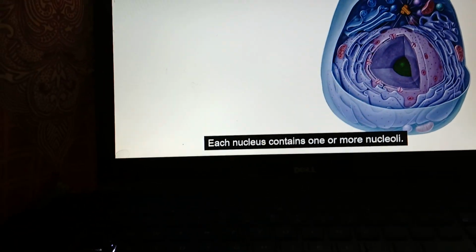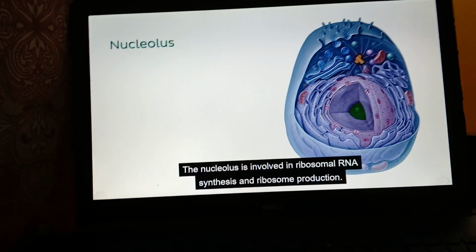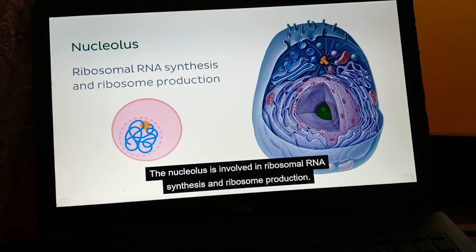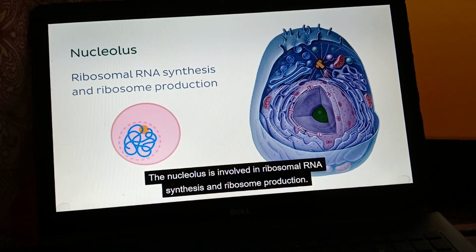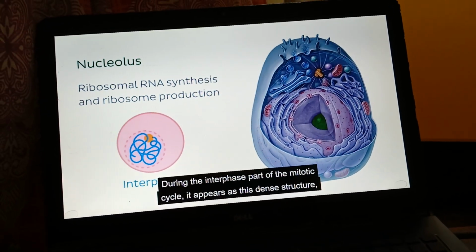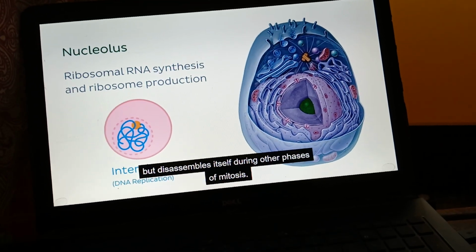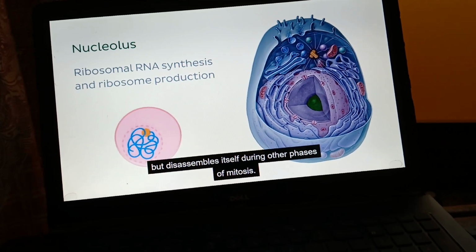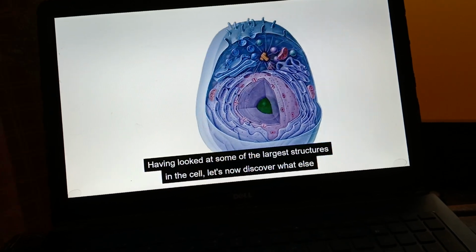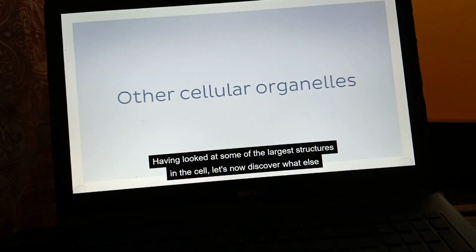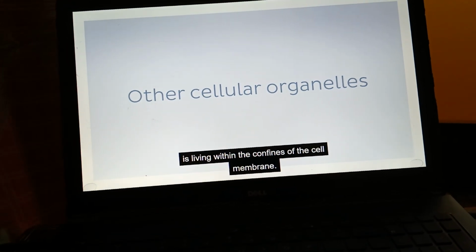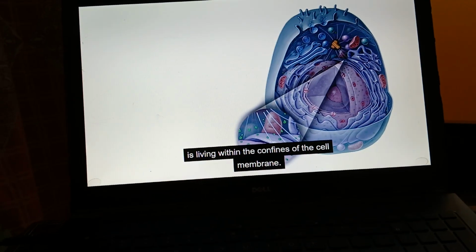Each nucleus contains one or more nucleoli. The nucleolus is involved in ribosomal RNA synthesis and ribosome production. During the interphase part of the mitotic cycle, it appears as a dense structure, but disassembles itself during other phases of mitosis. Having looked at some of the larger structures in the cell, let's now discover what else is living within the confines of the cell membrane.